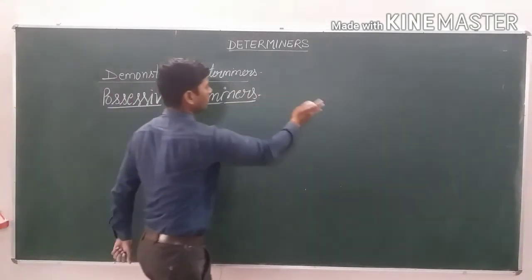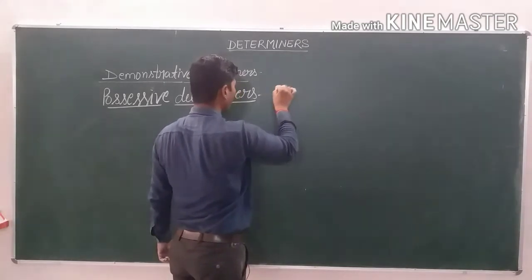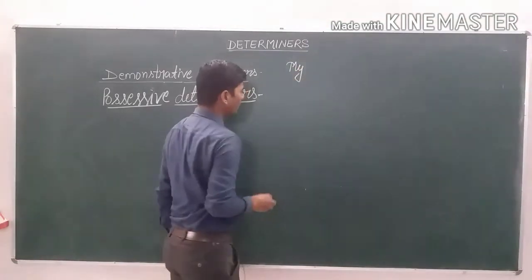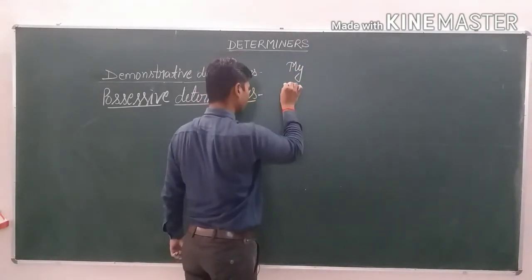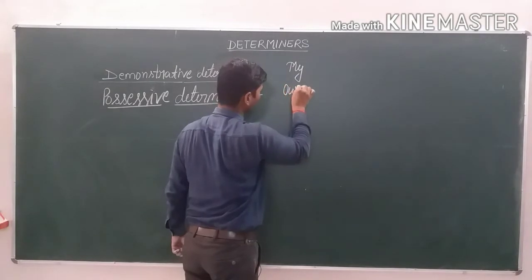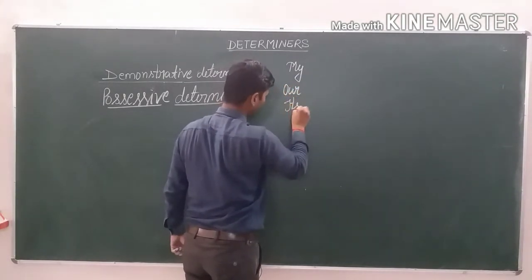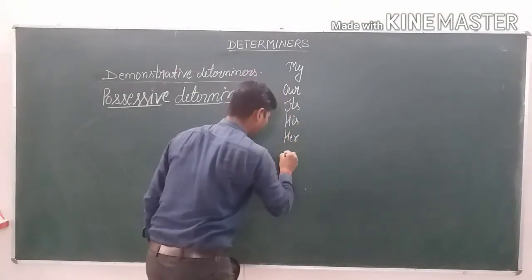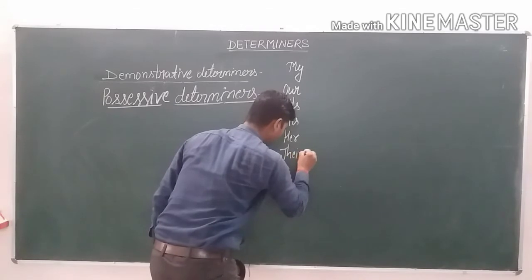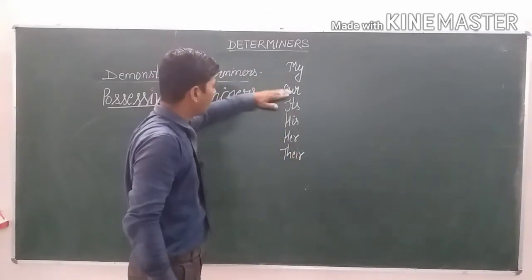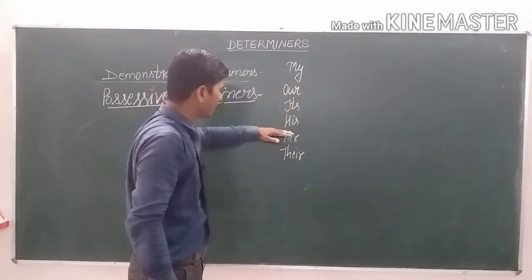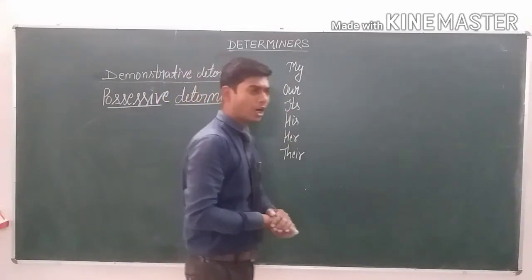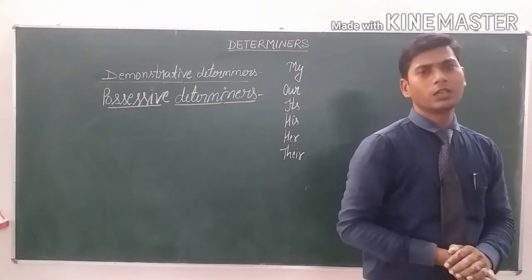Okay, look here. Possessive determiners are my, our, its, his, her, their, right? My, our, its, his, her and their. All these words are counted under the possessive determiners.